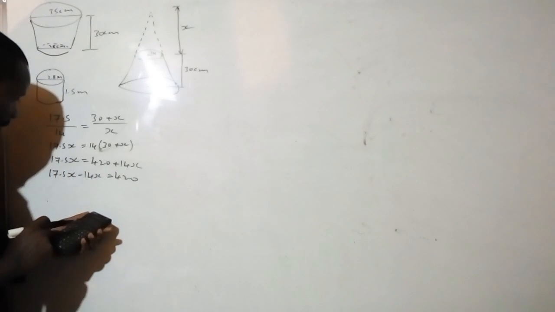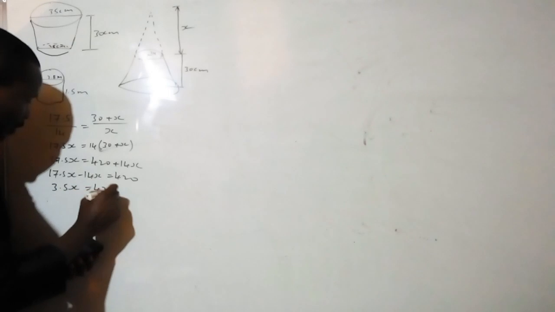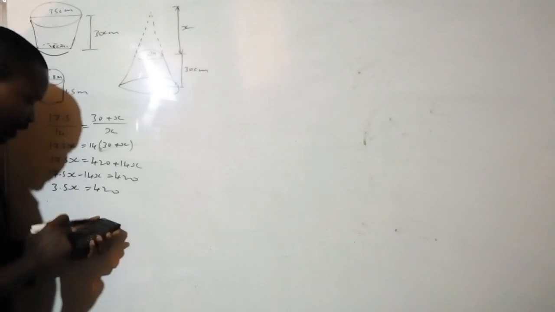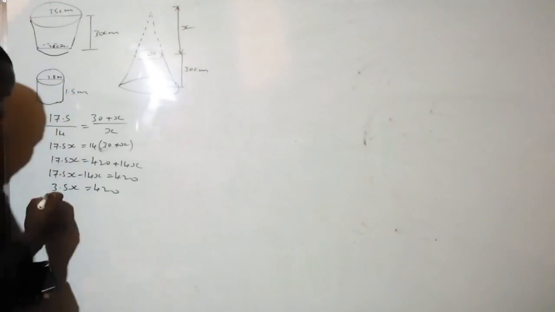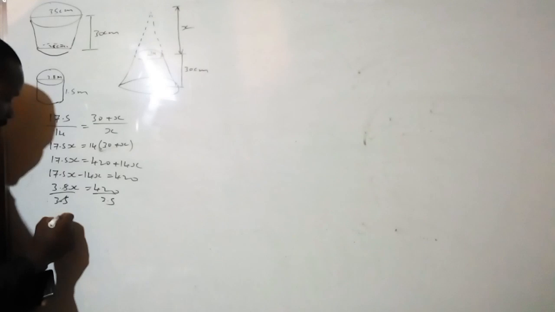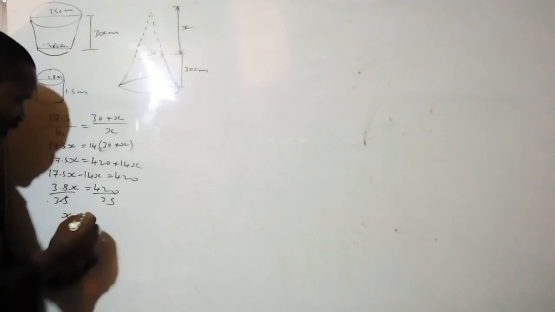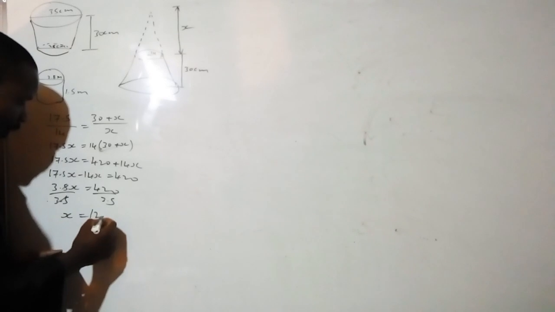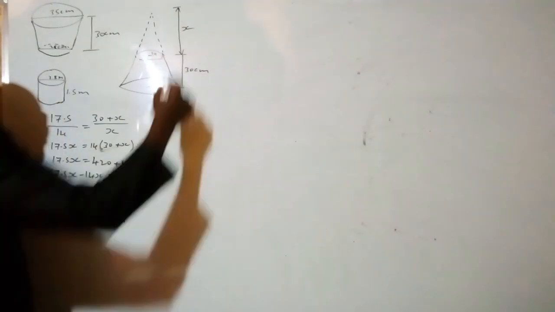This will be 3.5x equals 420. Let me confirm to avoid making simple mistakes. 3.5 divided by 3.5, and x will be 420 divided by 3.5, which is 120 centimeters. Now, our x here will be 120.